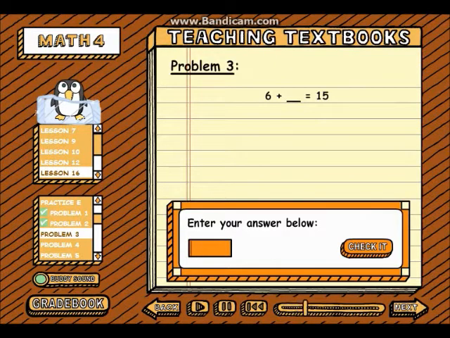For this problem, we have 6 plus some number equals 15. See if you can figure out what the missing number is.